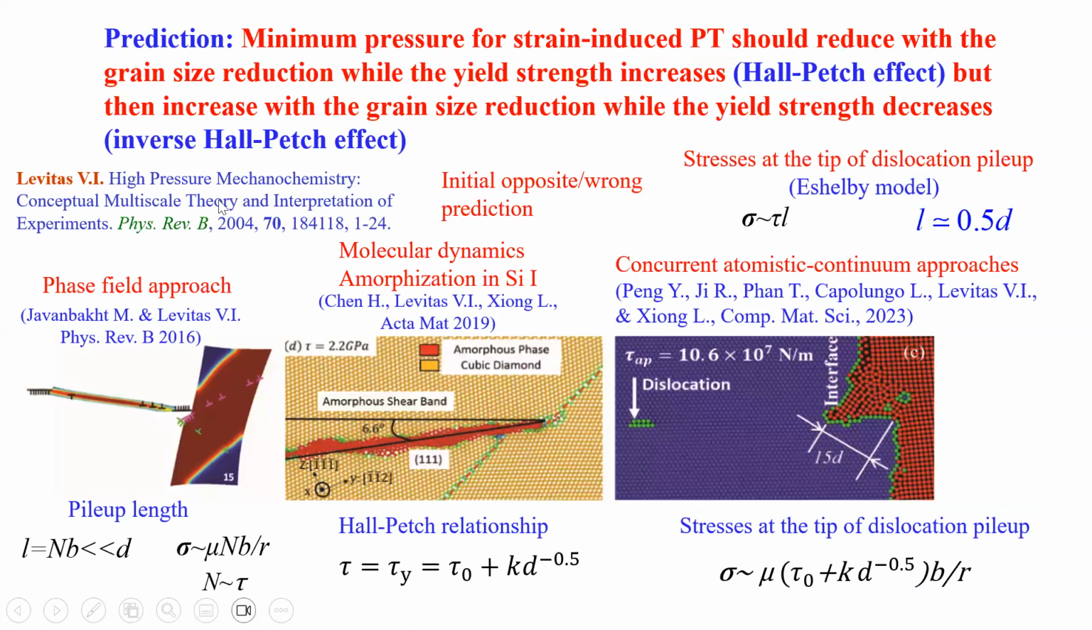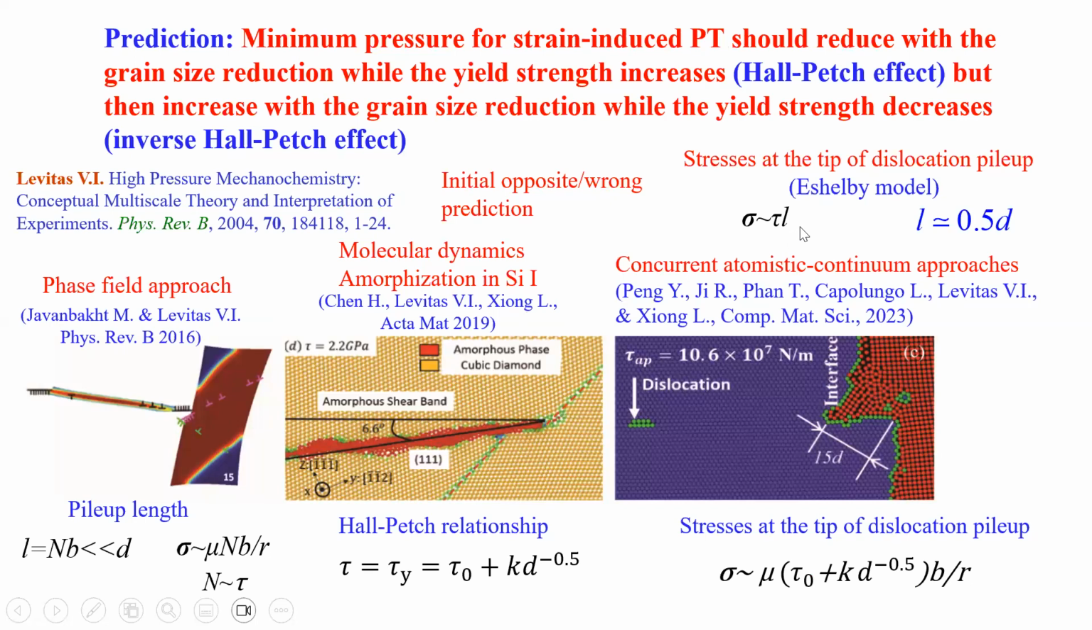Now, in this paper, I made many predictions, and most of them were confirmed by experiment. One was exactly opposite to what we later observed. And I actually did nothing wrong, so I used the classical SLB model for dislocation pileup. The concentration of stresses at the tip of a dislocation pileup is proportional to shear stress and the length of the pileup. The length of the dislocation pileup is traditionally taken as a fraction of grain size. That means that the larger the grain size, the larger the stress concentrator, and the smaller the phase transformation pressure. And this is exactly opposite to what we observe in experiment.